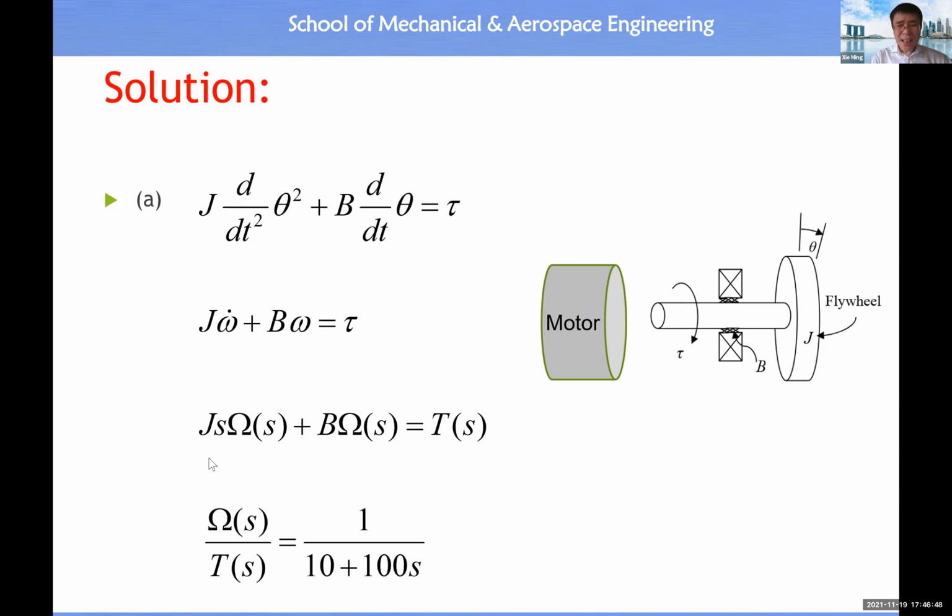Okay. Then we can compute the ratio between omega(S) and T(S). Then the result will be like this. Then this is a transfer function. So you see, very simple. The denominator is a polynomial equation of S of degree 1.